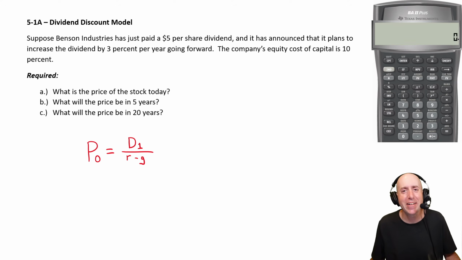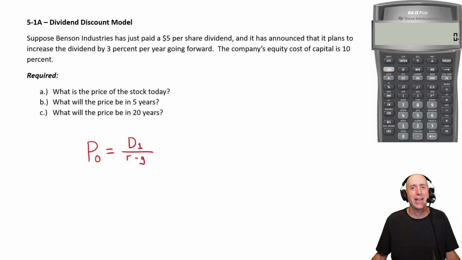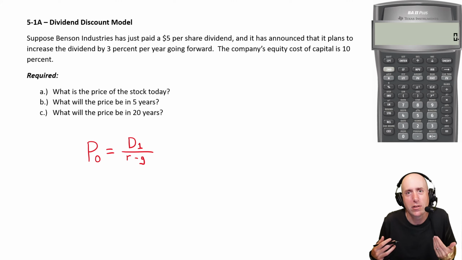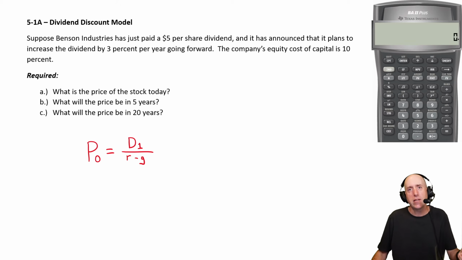Let's take a look at problem 5.1a. This explores the dividend discount model. What the dividend discount model says is to value a company's stock, value the cash flows it's going to produce. And what are the cash flows of a stock? Dividends. So to figure out how many dollars worth of dividends we're going to get over time, discount those cash flows to today's dollars, that'll tell you the price of the stock, or the value of the stock, I guess is a different way of saying it.